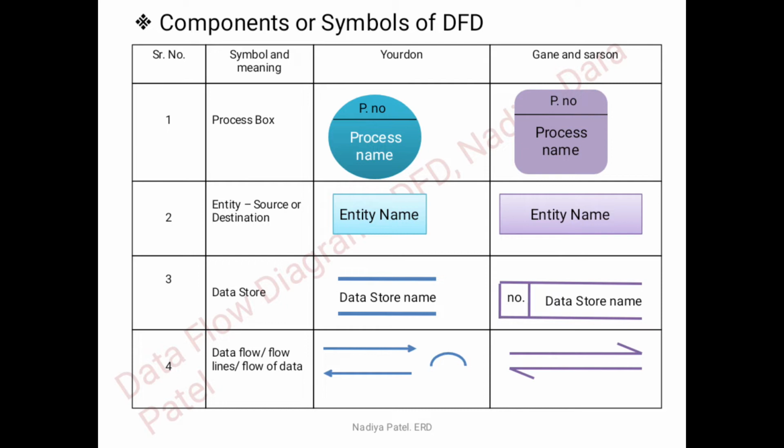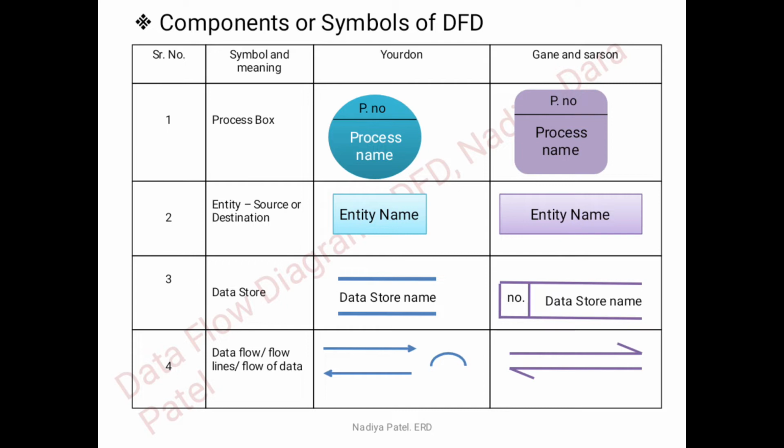The second is entity or source or destination. So usually whatever entities are coming into your system should be drawn inside a rectangle and should be labeled. They should contain the entity name inside them.